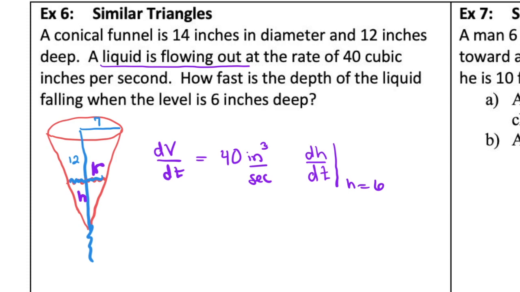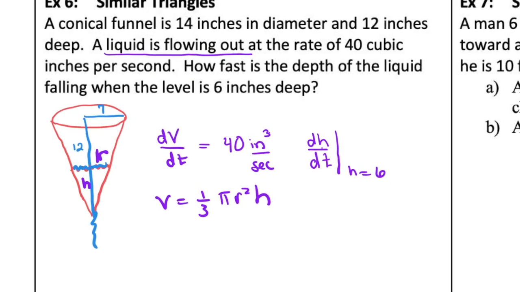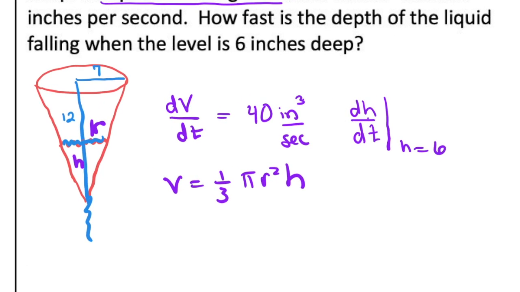So we now have the volume, the height, and this nice picture. We need to find a relationship. The volume equation is going to be 1/3 pi r squared h. Now, if you didn't know that that was the volume equation, you need to put it in the list of things that you're supposed to know.